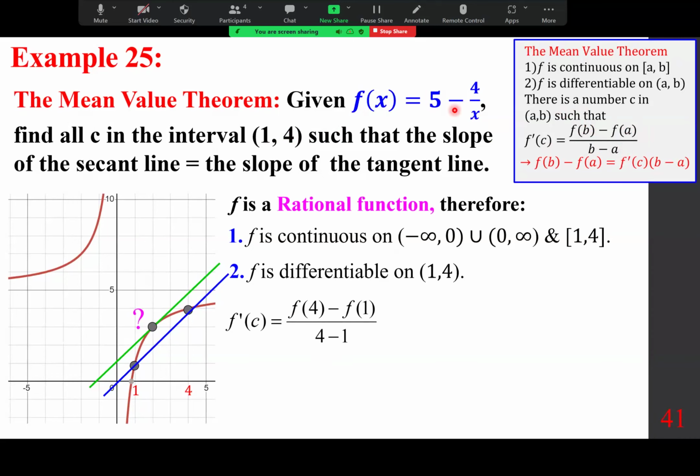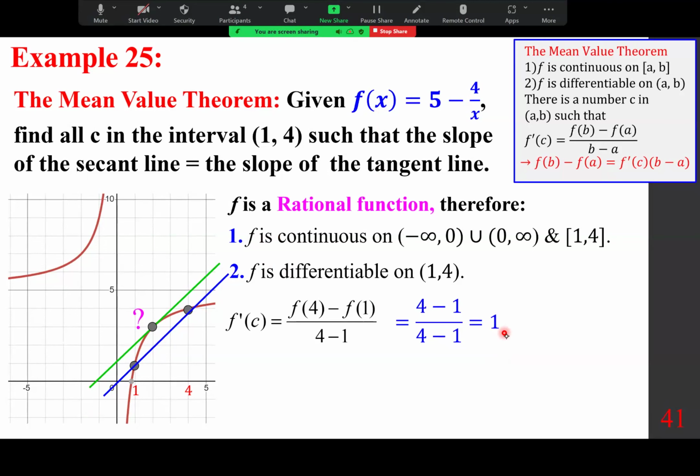Now, if I plug in 4 here, I hope you see that. If I plug in 4 here, this becomes 1. 5 minus 1 is 4. If I plug in 1, it becomes 4. 5 minus 4 is 1. So 4 minus 1 over 4 minus 1 equals 1. So the slope for the secant line is what? 1. How do we know that? We have 2 points. We calculated the slope, rise over run. Therefore, we take the derivative and set it equal to that in order to find the x.